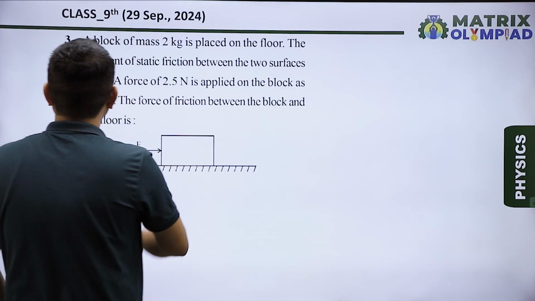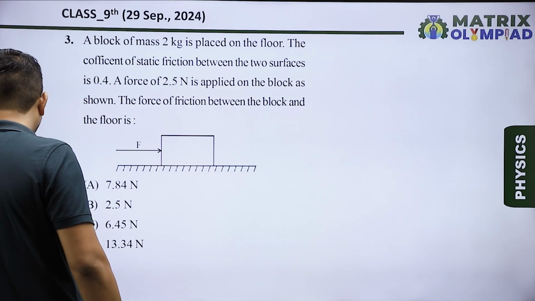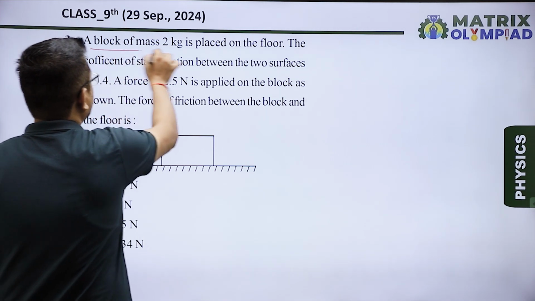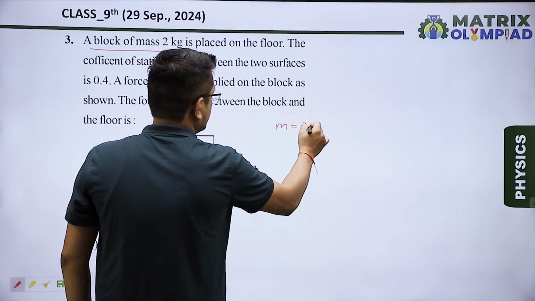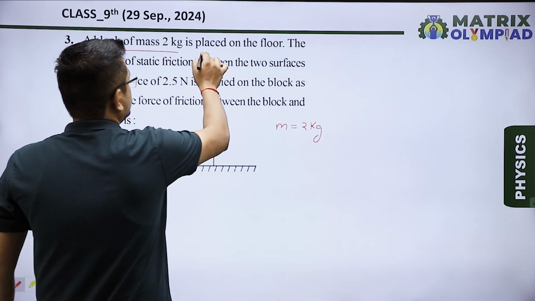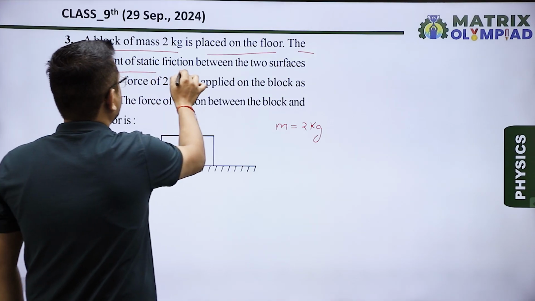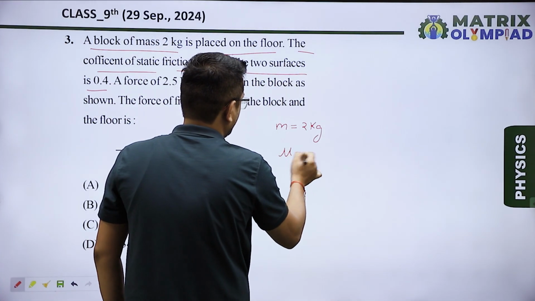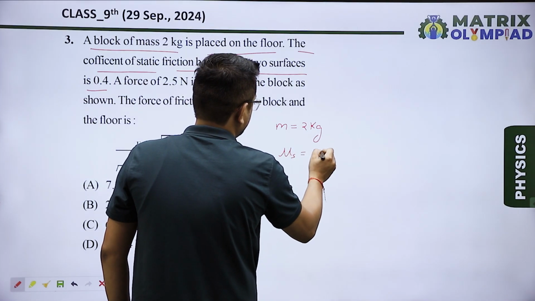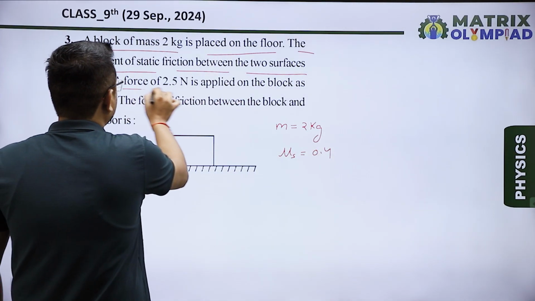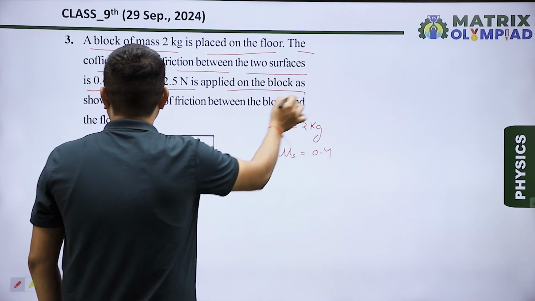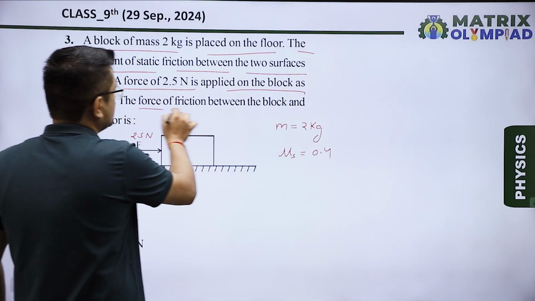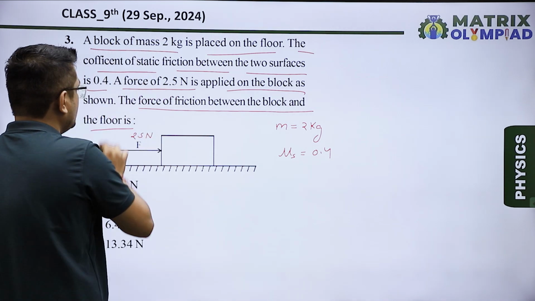Next question, question number 3. There is a diagram given and it is said a block of mass 2 kg is placed on the floor. The coefficient of static friction between the two surfaces is 0.4, that means mu S is 0.4. A force of 2.5 Newton is applied on the block as shown. The force of friction between the block and the floor is.